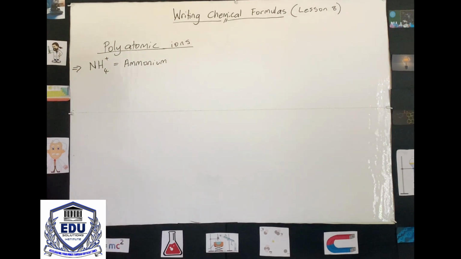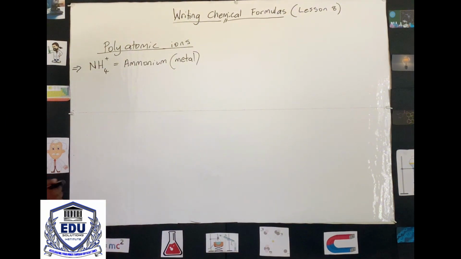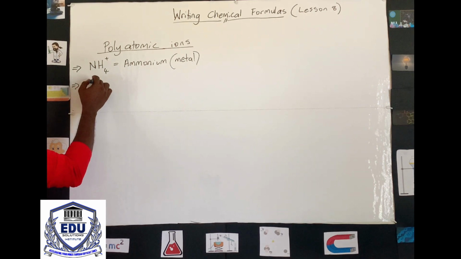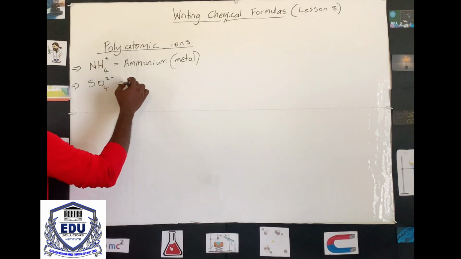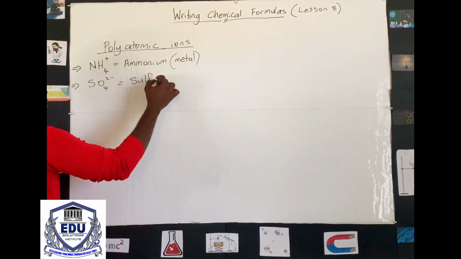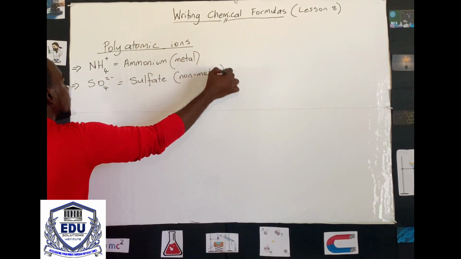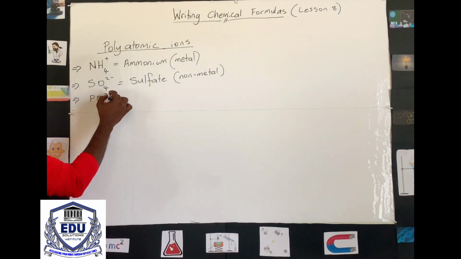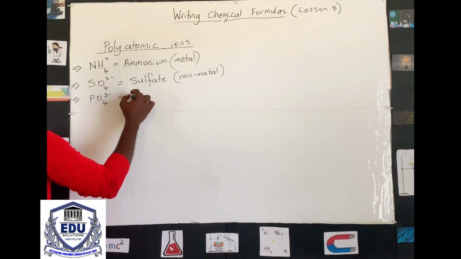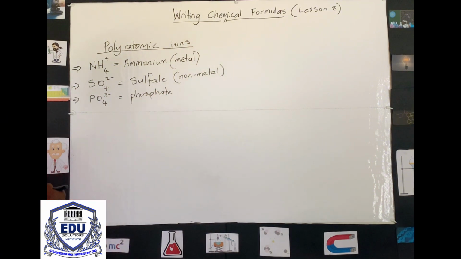Notice it's a positive charge, it's going to give 1. So it's a form, so we can put it under the metal part, but it's giving away. Right? We have sulfates, SO4, 2 minus. It's a minus, so we can put it under the non-metal part. Okay. We have our phosphates, PO4, 3 minus. This one is called phosphate. It's also under the non-metal group.